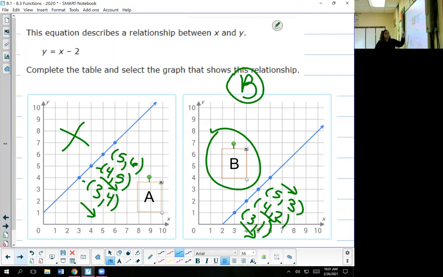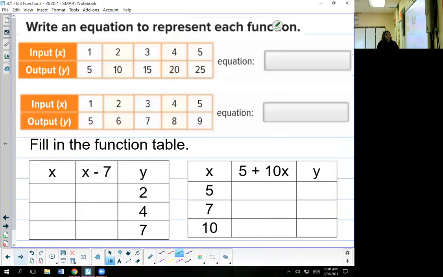If you're not sure, then you can also make a T-chart, figuring out what is the relationship between your X and your Y. Not up and down, left to right. What is your relationship between your independent and dependent variable? That's a function. That's how you write the equation. Okay? That's pretty much it.